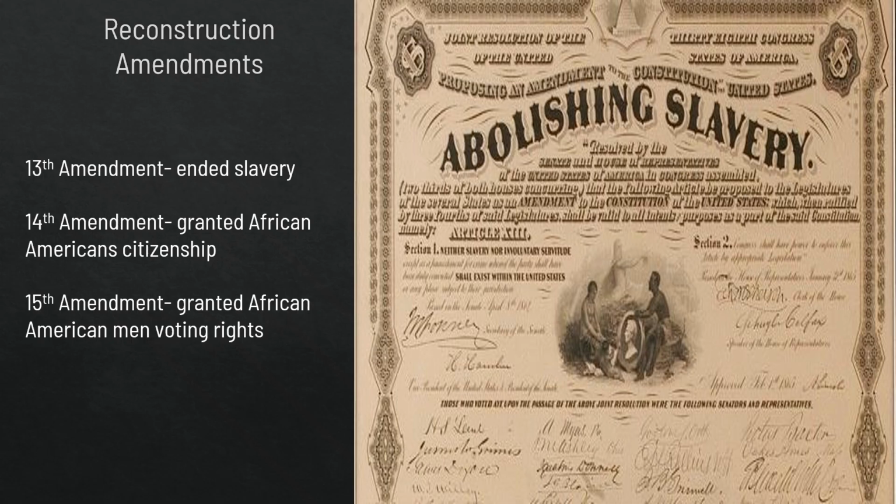Okay, so these are considered the Reconstruction Amendments. The 13th Amendment ended slavery. The 14th Amendment grants African Americans, female and male, citizenship. The 15th Amendment granted African American men only voting rights. And then, like I said, they're going to try and create all different things to make it very difficult, like we still do, for different people to vote.